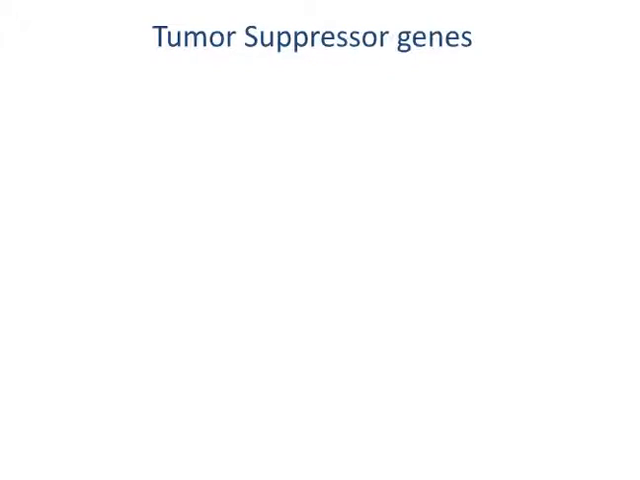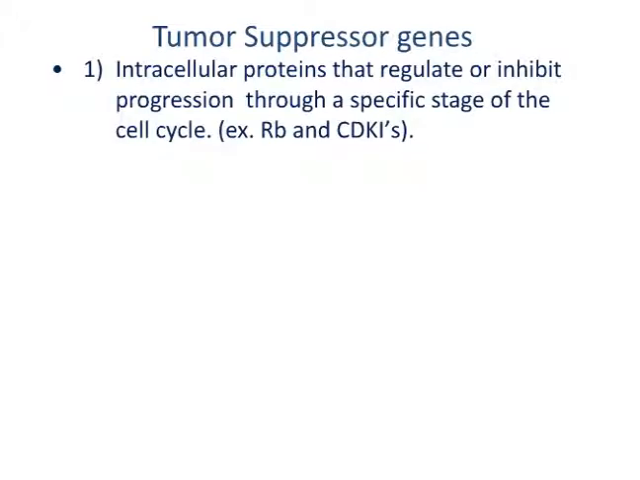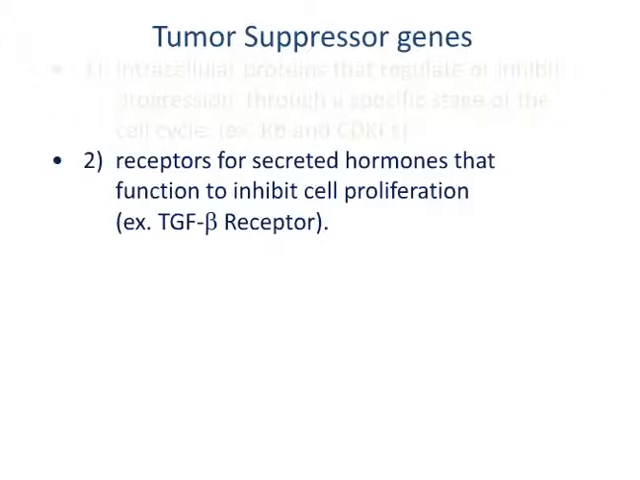Genes in which loss-of-function mutations contribute to transformation are classified as tumor suppressor genes. There are 5 categories of tumor suppressor genes: intracellular proteins that regulate or inhibit progression of a specific stage of the cell cycle, like retinoblastoma protein or the cyclin-dependent kinase inhibitor proteins such as p21 or p16.